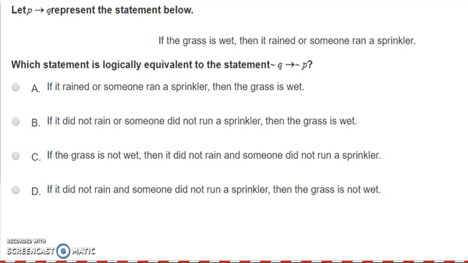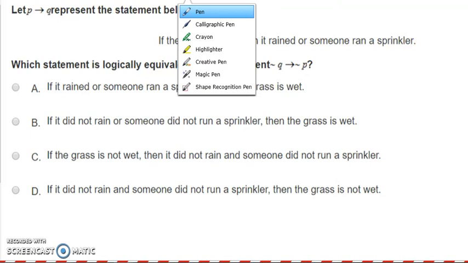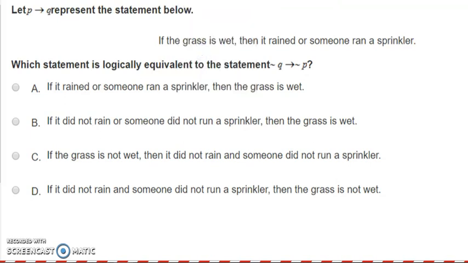Number 2. If the grass is wet, then it rained or someone ran a sprinkler. Which statement is logically equivalent to, if not Q, then not P? Well, so in this case, again, I need to look here. Here's my hypothesis. Here's my conclusion. If not Q, well, if the conclusion is Q, not Q would be it did not rain.